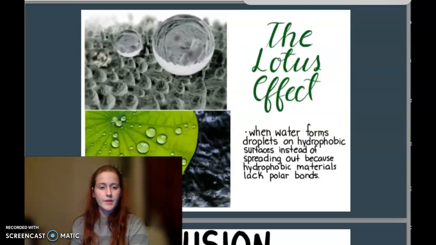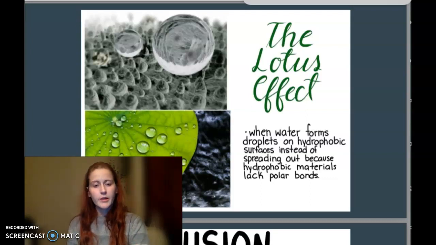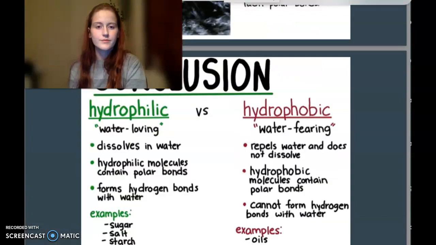Another great example of this is what is called the lotus effect. It's when water forms droplets on hydrophobic surfaces instead of spreading out evenly as it would with hydrophilic substances, because on a hydrophilic surface, the molecules are actually attracting the water to spread. Whereas in hydrophobic, they're actually repelling the water, and so they form these little droplets, as you see here in these images, because they lack those polar bonds.